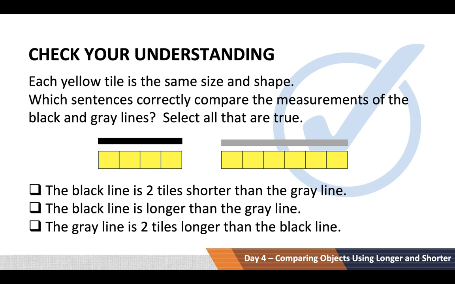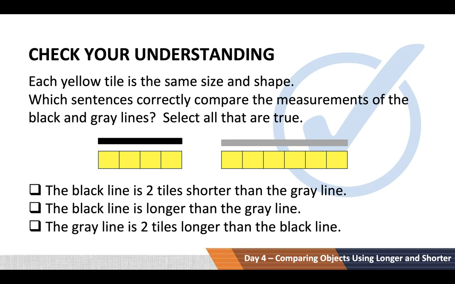The first one says, the black line is 2 tiles shorter than the gray line. The second statement says, the black line is longer than the gray line. The third statement says, the gray line is 2 tiles longer than the black line. So go ahead and complete this either on Canvas or in your packet. You can always call or message me if you have any questions about how to complete it.